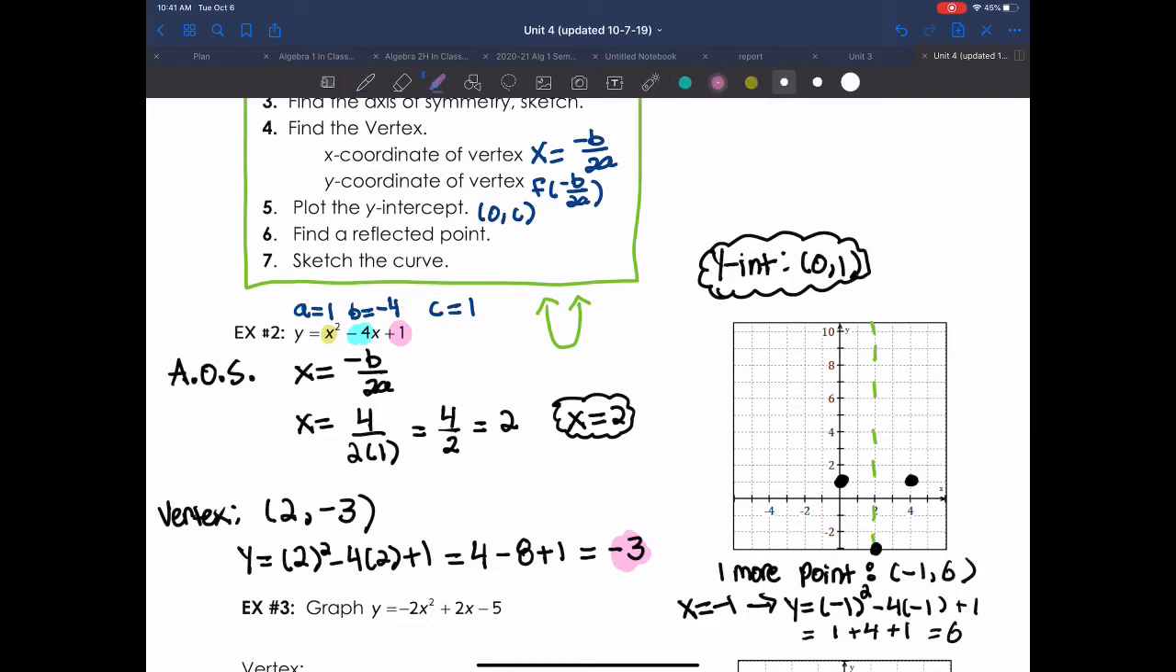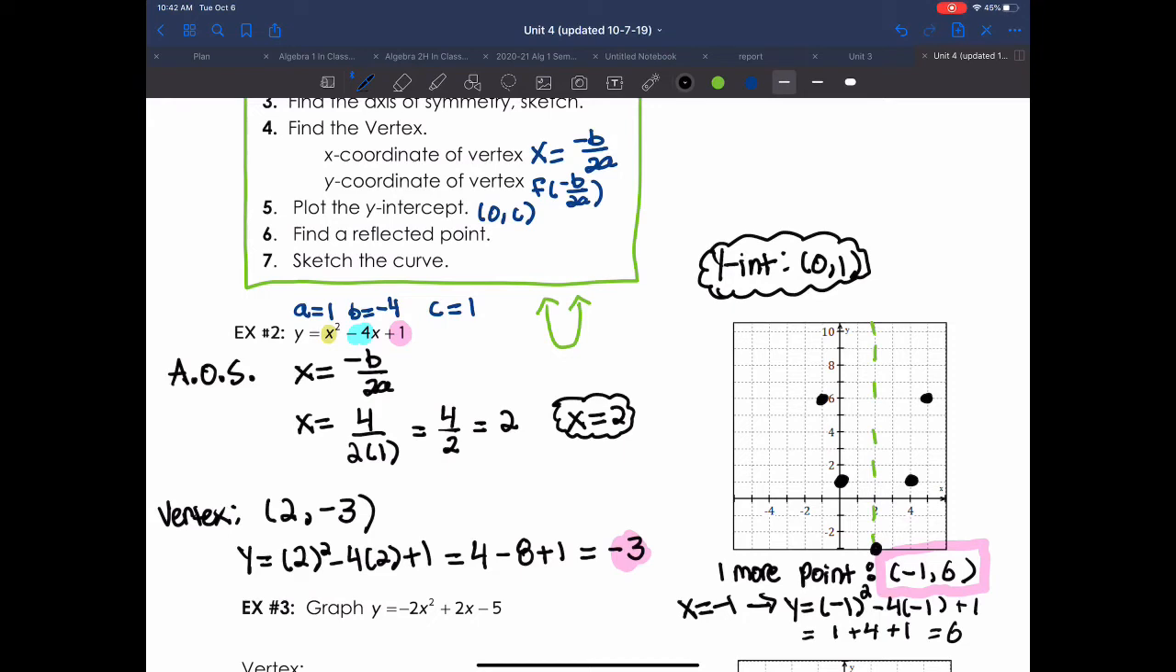Okay? So I'm going to go ahead and plot this on my graph as well. At -1, 6, I'm going to go up 1, 2, 3, 4, 5, 6. And then I can reflect that point to the other side as well. So if I'm going to the left 3, I can go to the right 3 and plot my point.